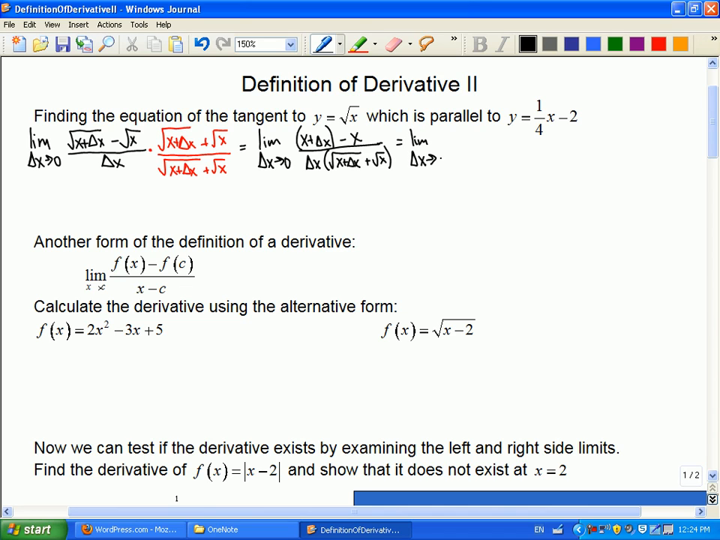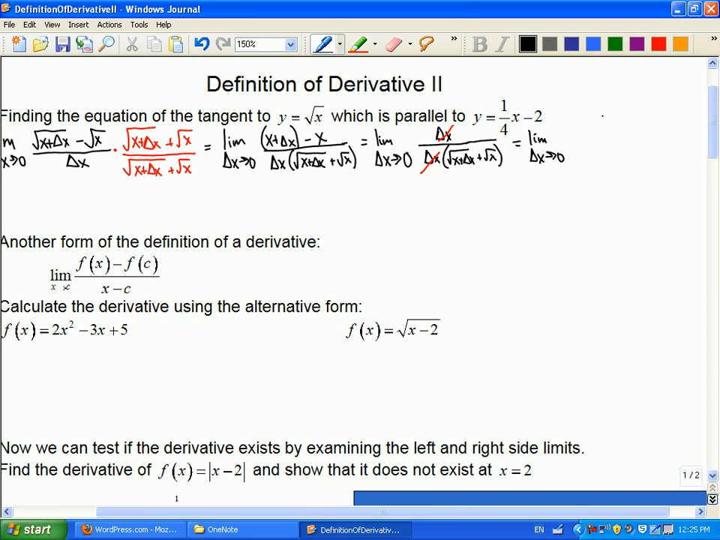So we've got the limit as delta x goes to 0. Collecting my like terms, I have a delta x on top, delta x on the bottom, and root x plus delta x plus root x. So that removes the 0 over 0 problem I started with. And what I'm left with is 1 over root x plus delta x plus root x. So if delta x goes to 0, that's not a problem. All that's going to happen then is I'm going to end up with 2 root x's on the bottom.